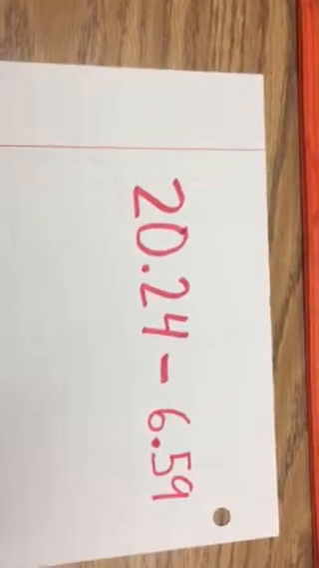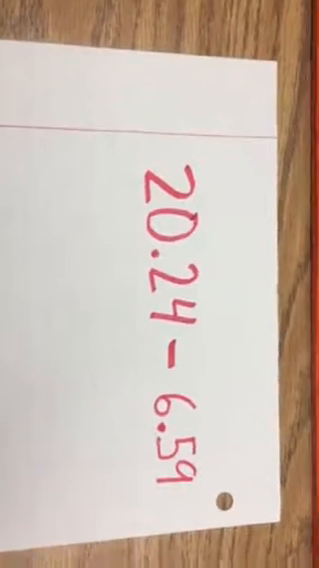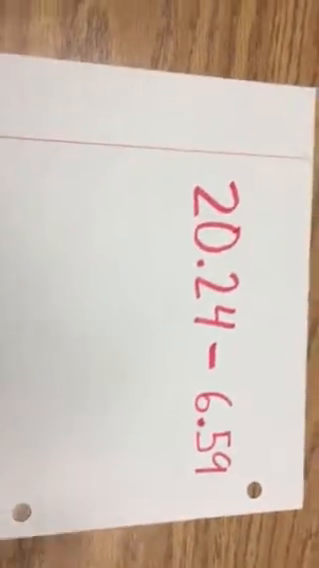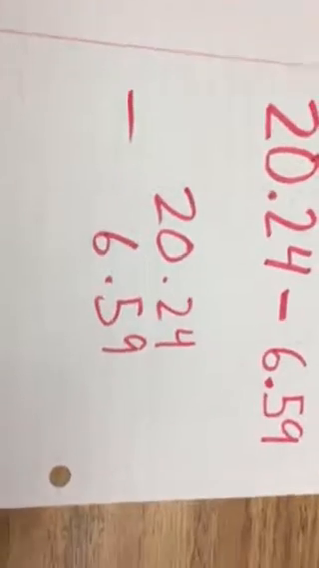20.24 minus 6.59. 20 and 24 hundredths minus 6 and 59 hundredths. Now the first thing you always do is you line these up, right? You put them in the algorithm. 20.24 minus 6.59. And you always put the larger number on top because you're using the smaller number to take away from that. You can't take a bigger number from a smaller number. It just doesn't work in that order.